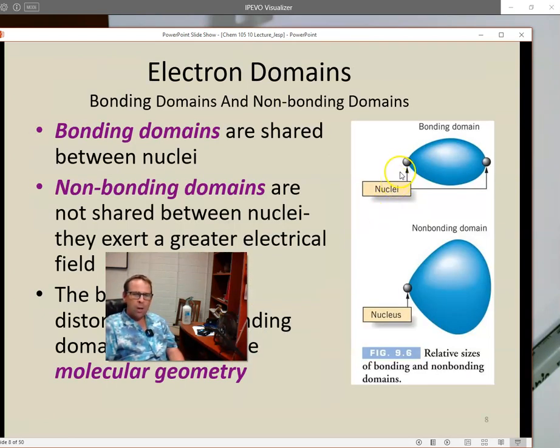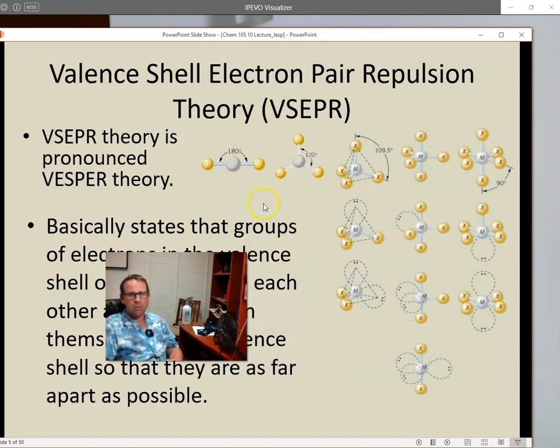Now, another thing that we have to think about here is the space. The reason why you get these resulting shapes is because all of the regions of electron density want to be as far away as possible from the central atom. This idea is called the VSEPR theory, or VSEPR model, which stands for valence shell electron pair repulsion theory. These electrons try to get as far away from each other as possible, and so the resulting structures are found.